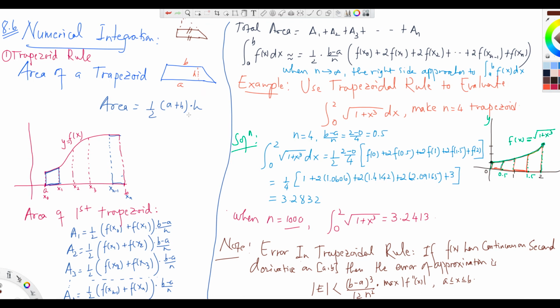Now, what is the trapezoidal rule to find the area under a curve, or to find the definite integral? Suppose you have a function y equals f of x, and you want to find the integral from a to b of f of x dx. Suppose this is the function y equals f of x, here is a and here is b. To find the area under this curve, or in other words, the definite integral from a to b of f of x dx, we divide the interval ab into n partitions, equal parts.